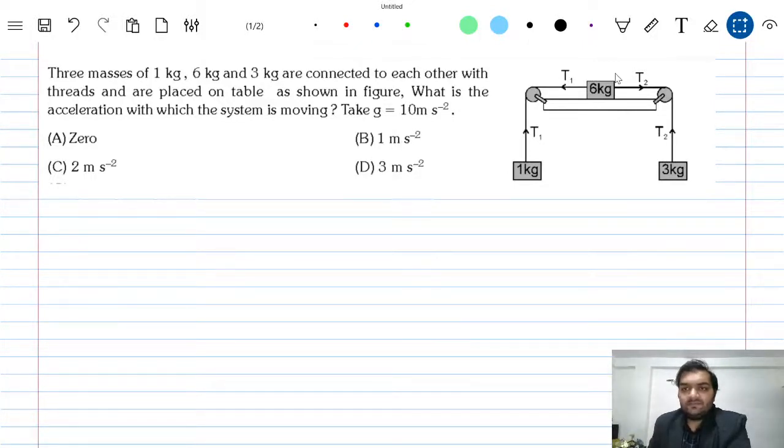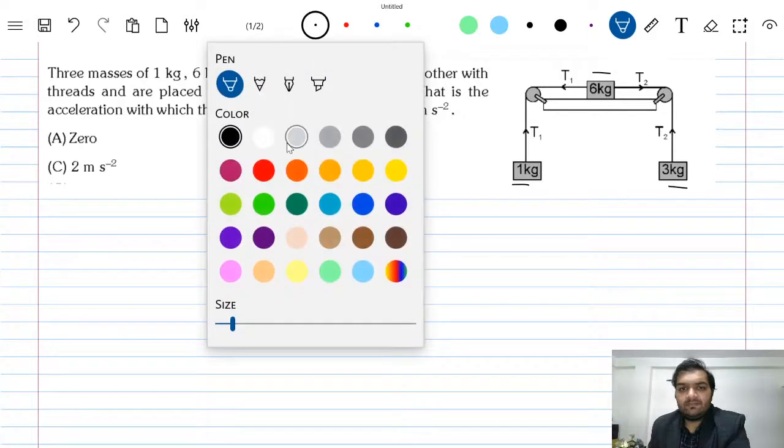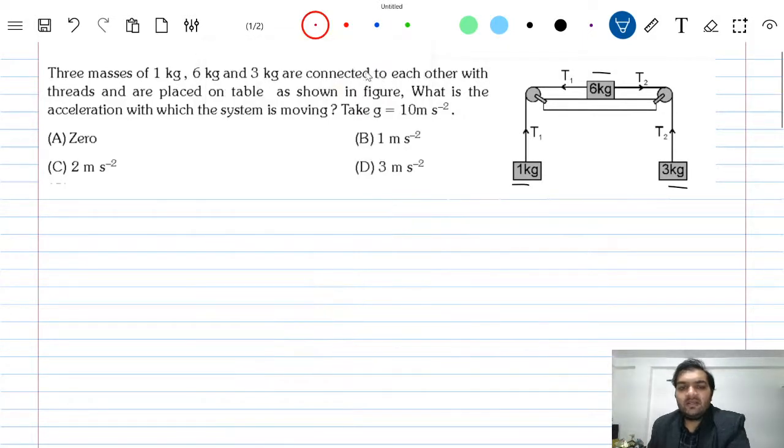So we have three masses of 1 kg, 6 kg and 3 kg. So this is 1 kg, 6 kg and 3 kg, connected to each other with threads and placed on a table as shown in the figure. What is the acceleration with which the system is moving? This is a simple question.